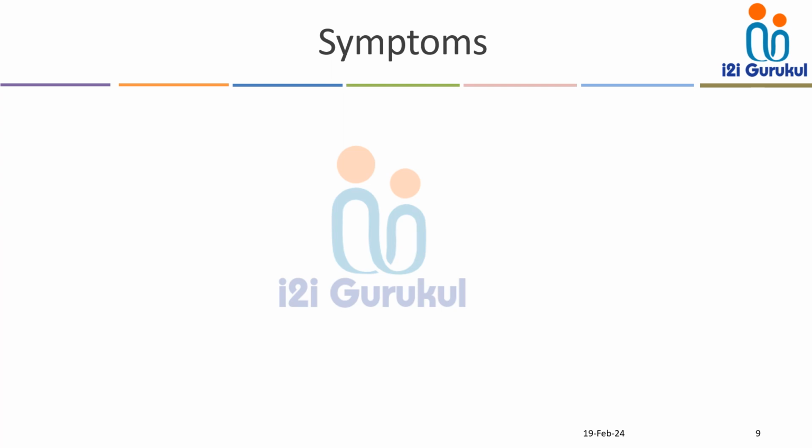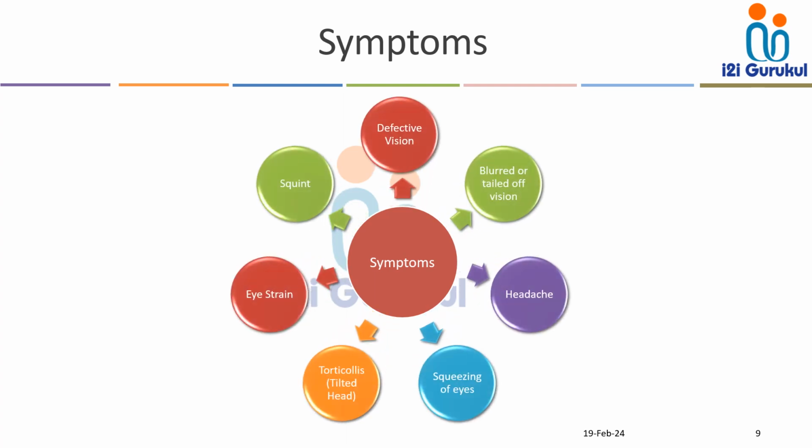Moving towards the symptoms of astigmatism, what will the patient feel with this condition? First is the main symptom, that is defective vision, either farsightedness or short-sightedness. Blurred vision or tilting of vision will be there. In this condition, the patient will feel decreased clarity or sharpness in the vision.